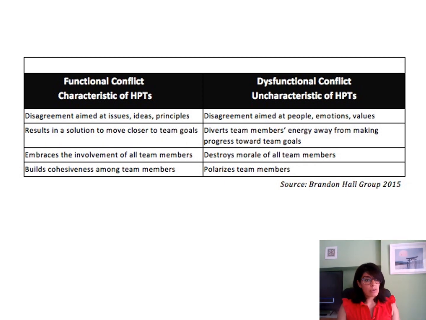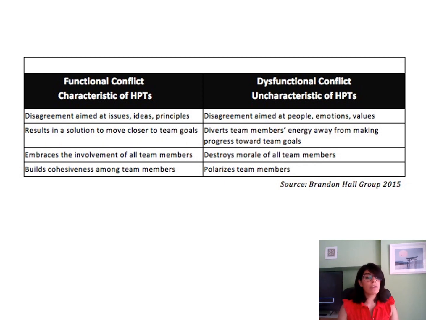Another form of functional conflict is when it results in a solution to move closer to the team goals. So you're disagreeing on some issues and ideas, but you find a solution that helps you move towards a team goal. But when it's dysfunctional, the attack is personal and it makes some team members take their energy away from making progress towards the goal of the team, so they lack motivation in getting the job done.